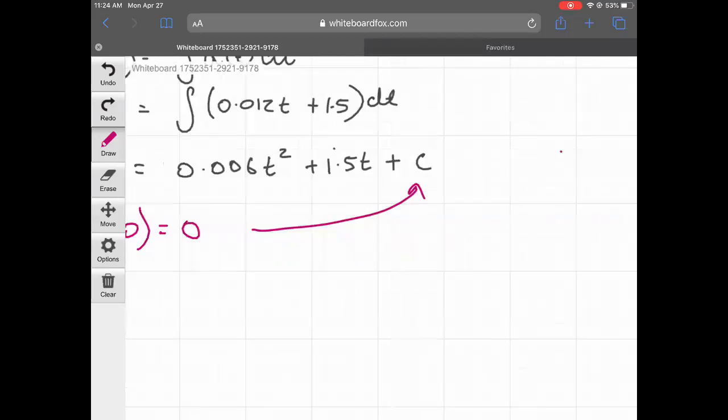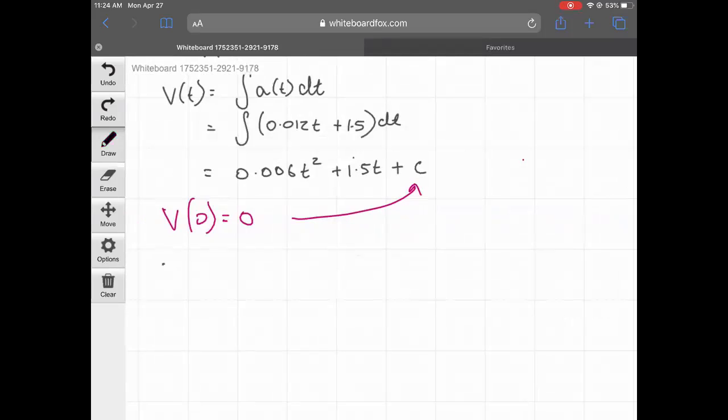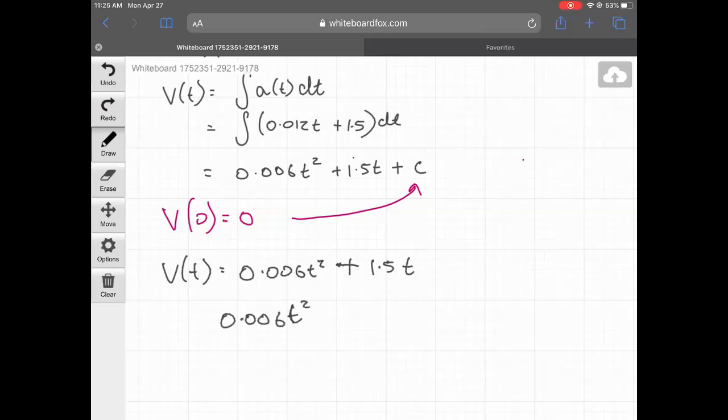So now I know my expression for v of t is equal to 0.006t² + 1.5t. And at some time, that velocity will be 90. So at some value of time, the velocity is 90, and I want to find that value of time. So I set this expression here equal to 90: 0.006t² + 1.5t = 90 at some value of t. I just have to solve that to find t.